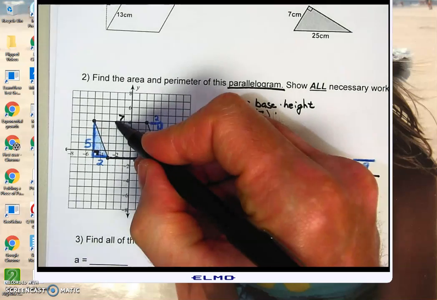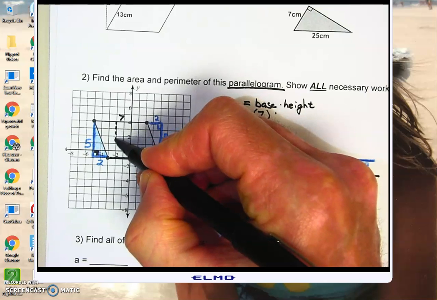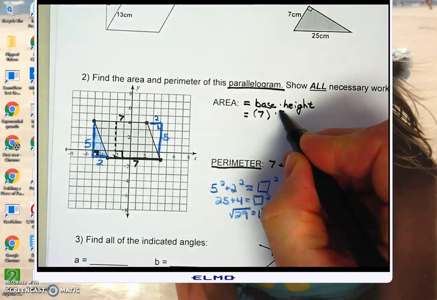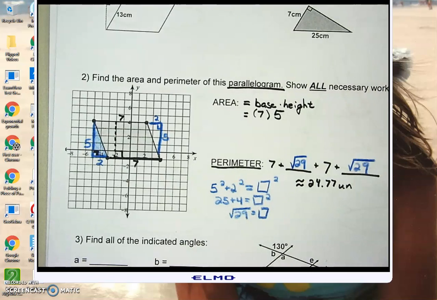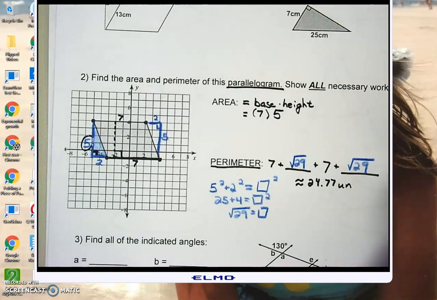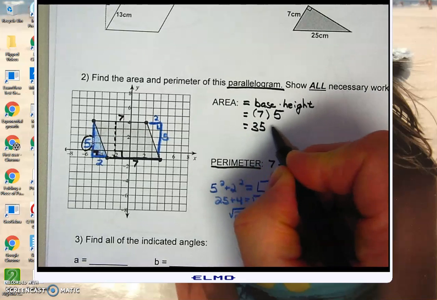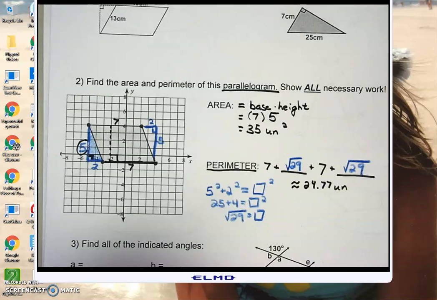And you'll notice the height of this is a countable distance. It's simply 5. That's what we found right here. The height is 5. So that means the area is 35, and let's just say square units.